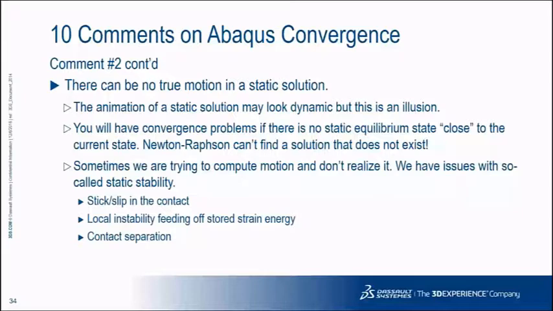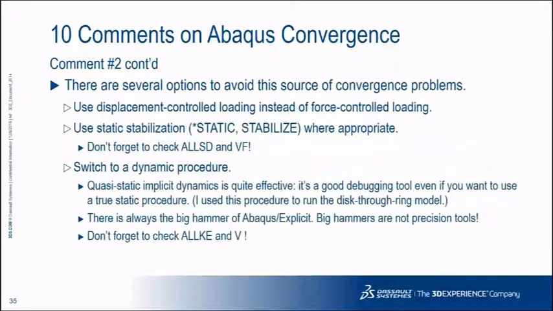It's static. So you have to take into account this quasi-static motion if you're doing those applications, and you have to do your static stabilize or your implicit dynamics, or you might even consider switching to Abaqus explicit if things get bad enough in terms of the convergence. If you're doing static stabilize, don't forget to check your energy. Don't forget to check your viscous forces. Don't forget to check your kinetic energy and your velocities if you're doing dynamics and you're trying to get quasi-static equilibrium.